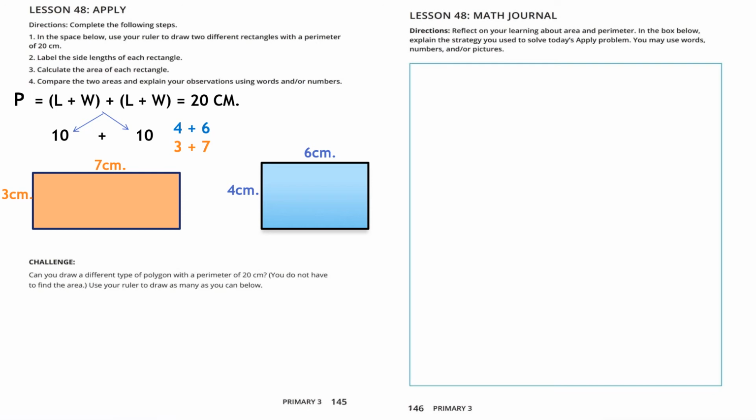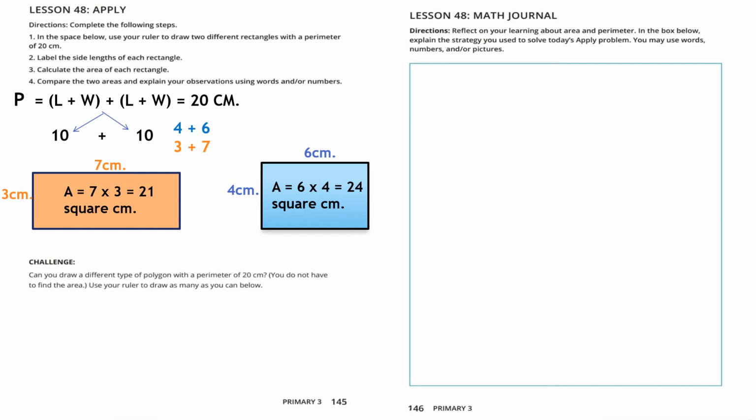The area here equals what? The area of a rectangle, we said before, equals length times width. So it will be 7 times 3 or 3 times 7 equals 21 square centimeters. Here we want to find the area. It will be length times width also. So 6 times 4 or 4 times 6 equals 24 square centimeters.